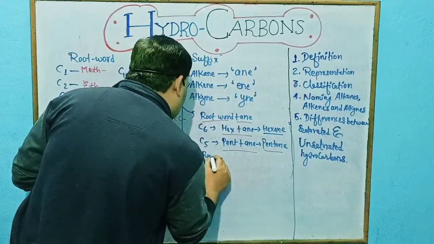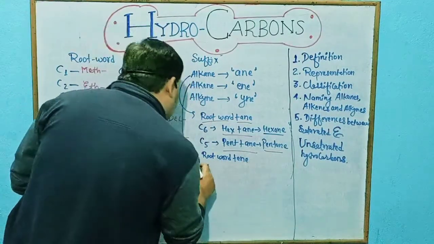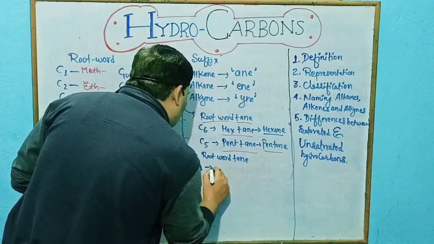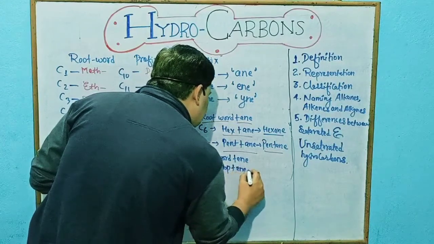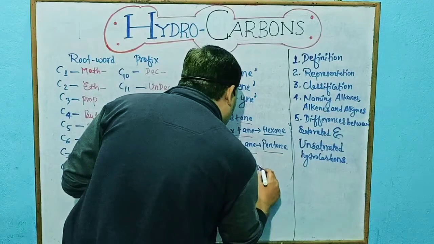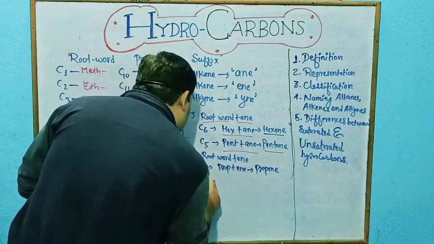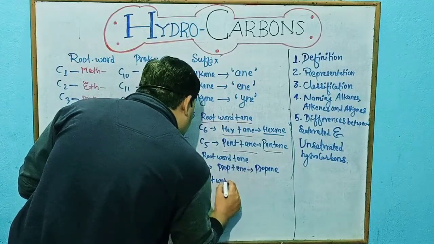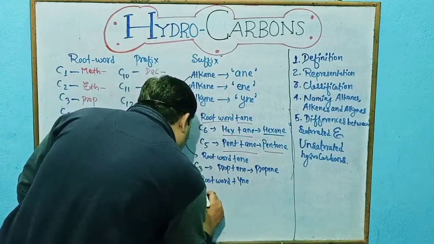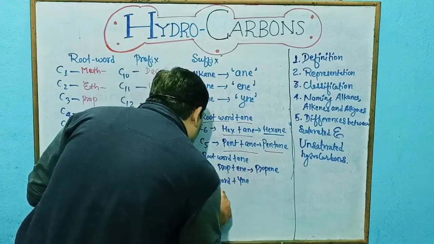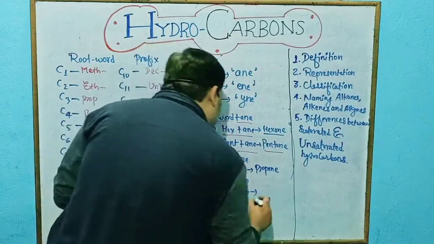For alkene, root word plus ENE. When the number of carbon atoms is 3, the root word is prop, and we add ENE as suffix, it becomes propene. Similarly, alkynes are named as root word plus YNE. When the number of carbon atoms is 4, the root word is but plus YNE, it is butyne.